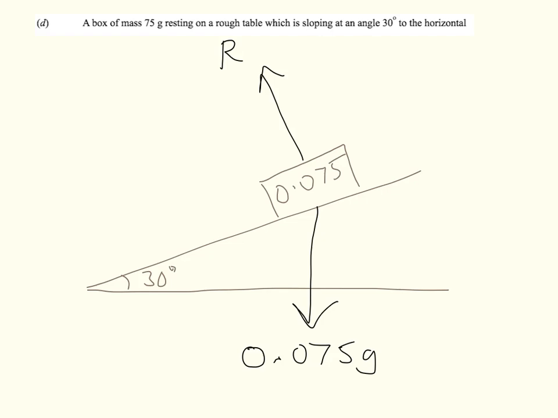But it's a rough table, so there's friction. Friction acts so as to oppose motion. It opposes the natural motion which would be down the plane.